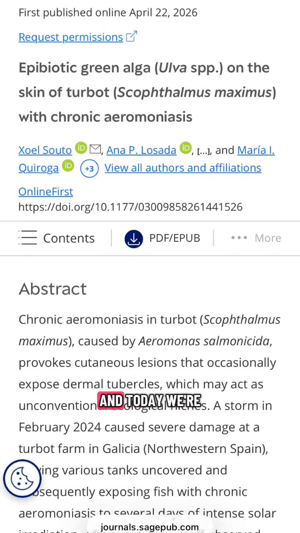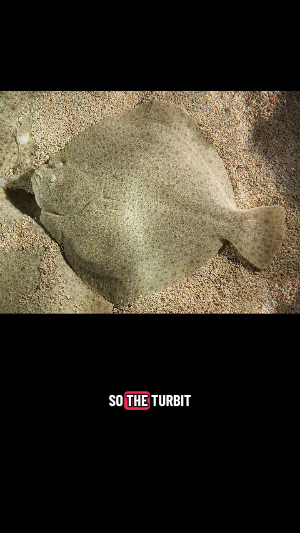Welcome back to Journal Club, and today we're talking about epibiotic green algae on a turbot. So, the turbot is a large species of flatfish native to the Northeast Atlantic, the Baltic Sea, and the Mediterranean. And specifically, what we're talking about today is Scophthalmus maximus. Turbot can also refer to the entire family of flatfish and some individuals outside of Scophthalmus, like the Greenland turbot. Turbot likely comes from the Latin turbo, meaning spinning top, in reference to its shape.